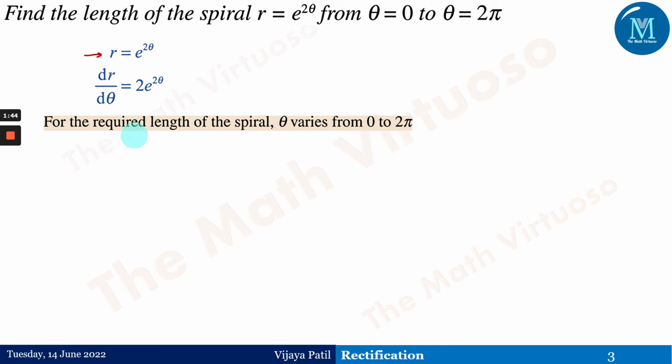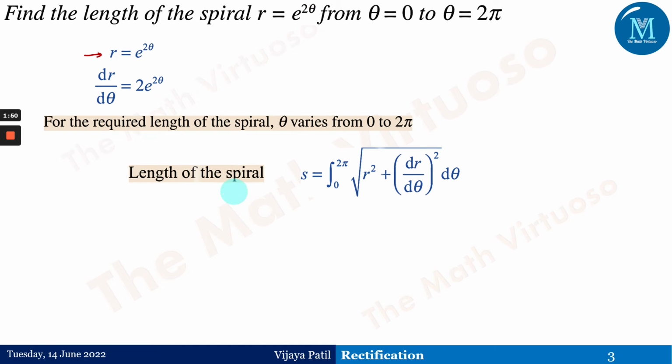That means we need to find the length of the spiral which is moving from theta equals 0 to 2 pi. Therefore, for the length of the spiral, using the formula we have already discussed, theta 1 is 0 and theta 2 is 2 pi. So this is integration from 0 to 2 pi of square root of r square plus (dr upon d theta) the whole square, d theta. Just quickly putting the values of r square plus (dr upon d theta) square.